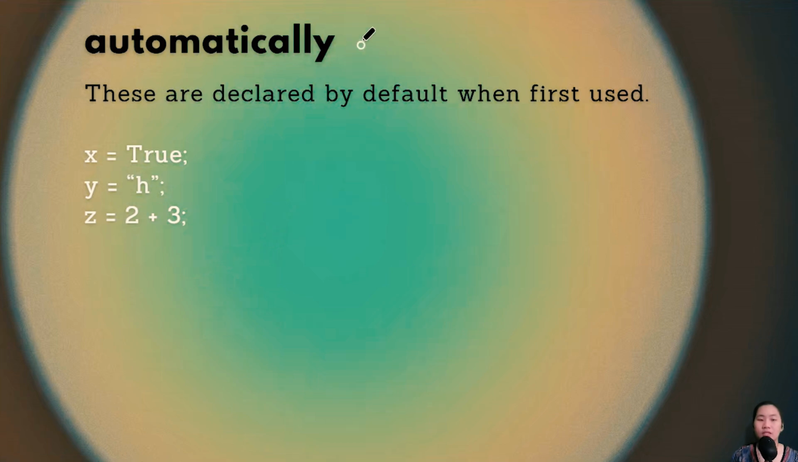Now, what does automatically mean? These are declared by default when you first write them in. For example, x equals true. So we already have an x, and we already assigned it the value of true. The same with y, we assigned it the character h. Z is the evaluation of 5, because 2 plus 3 is an expression that evaluates into 5. So this is what it means when you just declare a variable as is without the usage of any keyword.